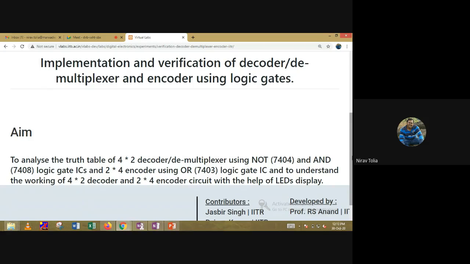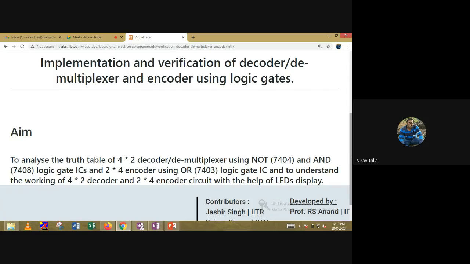The aim of the experiment is to analyze the truth table of 4x2 decoder. Here we are learning about the decoder only. So the experiment is to analyze the truth table of the 4x2 decoder using NOT and AND gates, and 2x4 encoder. So we have to learn about the 4x2 decoder and 2x4 encoder. In this experiment we have to focus on the encoders and decoders.